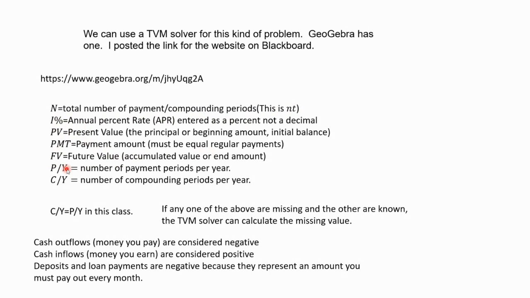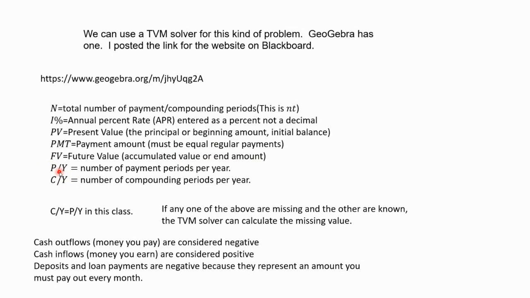FV is future value. That's how much we're going to have at the end, in the future, that is. It's the end amount. The accumulated value. How much will be in the account after all this, after the situation, that is.